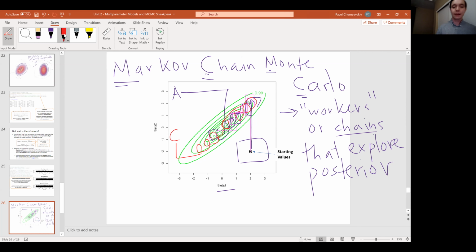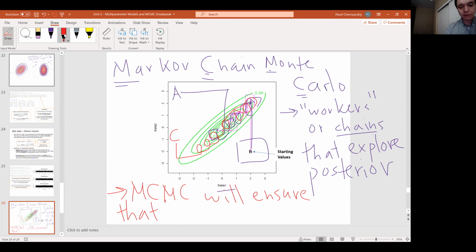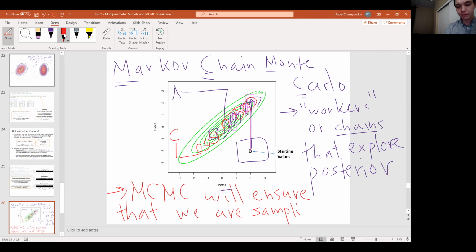Eventually, the algorithm will ensure that you're actually covering the same space. MCMC will ensure, to the best of its ability, that we are sampling at random from the posterior.